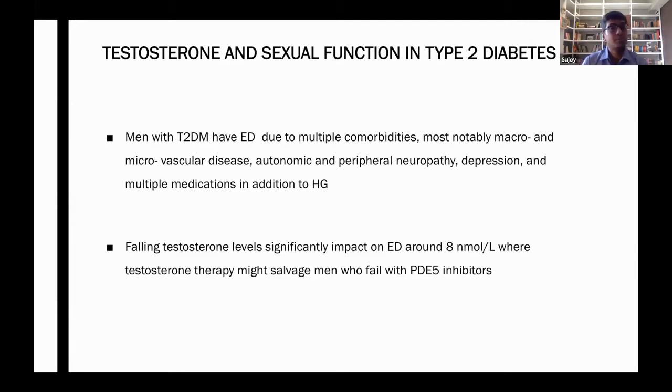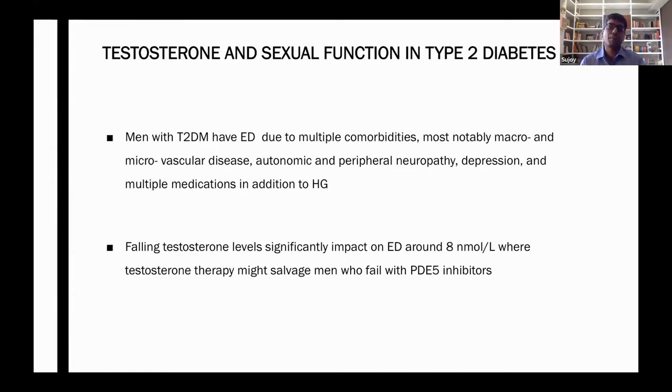However, in type 2 diabetes, it could well be because of underlying macrovascular or microvascular disease, autonomic dysfunction, neuropathy, depression, and multiple medications that the individual usually is on. And falling testosterone levels significantly impact erectile dysfunction, particularly when the testosterone levels are around 8 nanomoles per liter, where testosterone therapy might actually help individuals who fail phosphodiesterase inhibitors.